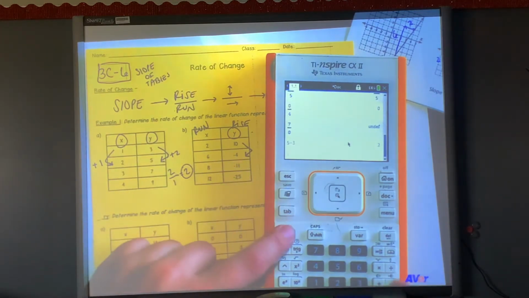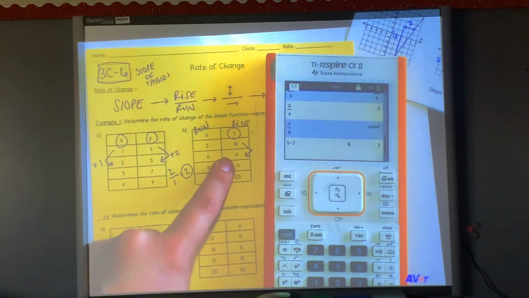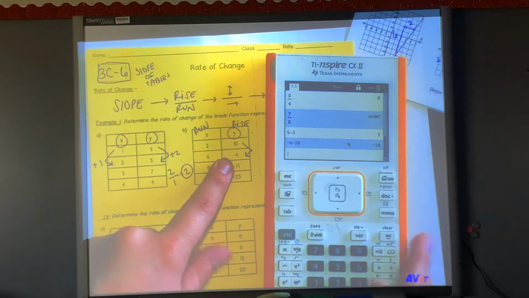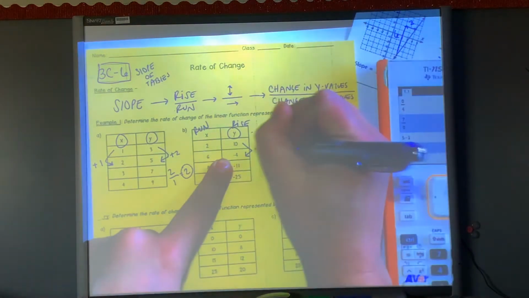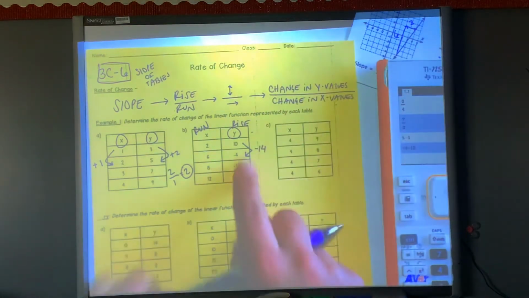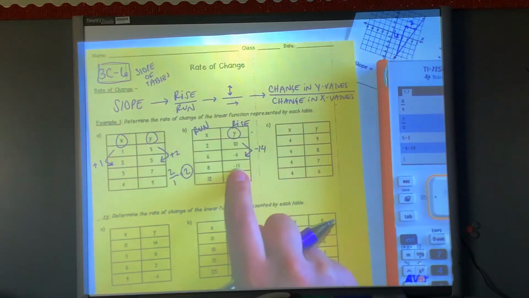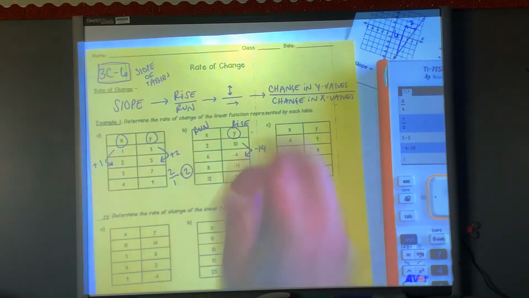Sorry if that's a little bit hard to see. We would do -4 minus 10 to get -14. That is the rise. And yes, it is a negative value, which means that this line probably went down. So if it was rising -14, let's figure out what it's running.